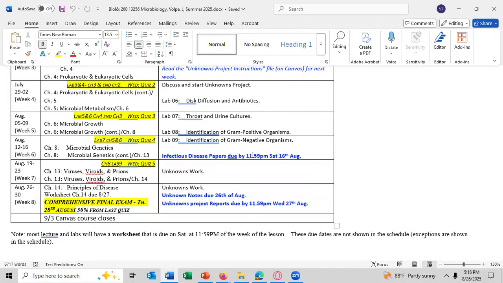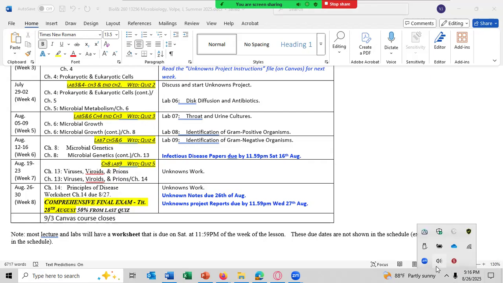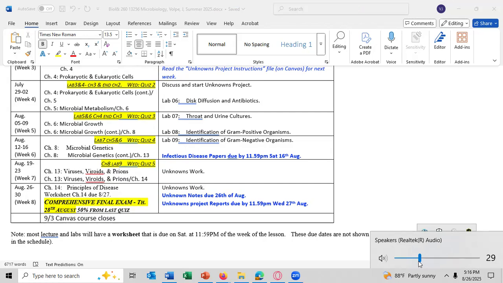Do we need to finish and submit the unknown notes today? I'm sorry? Do we need to submit the unknown notes only today and then the project tomorrow? You can submit both today. The project has to be submitted by tomorrow. The unknown notes page, your last chance for changing it or adding anything to it, will be 11:59 p.m. tonight. Okay?